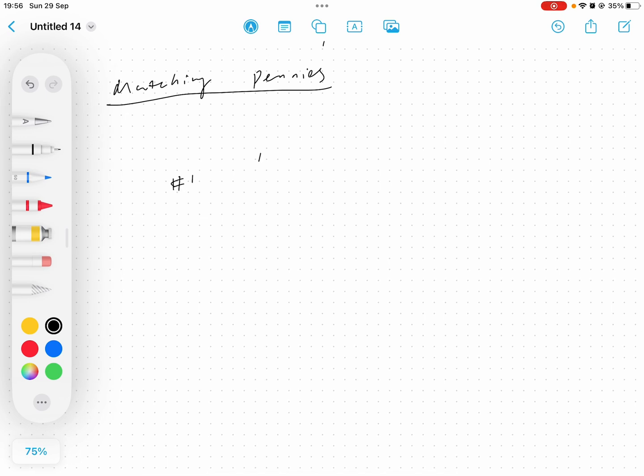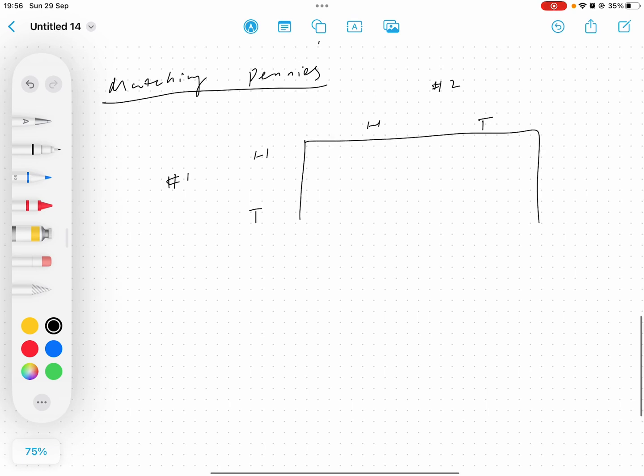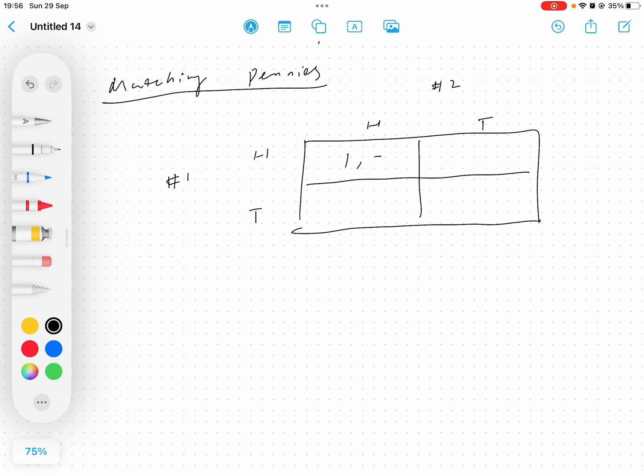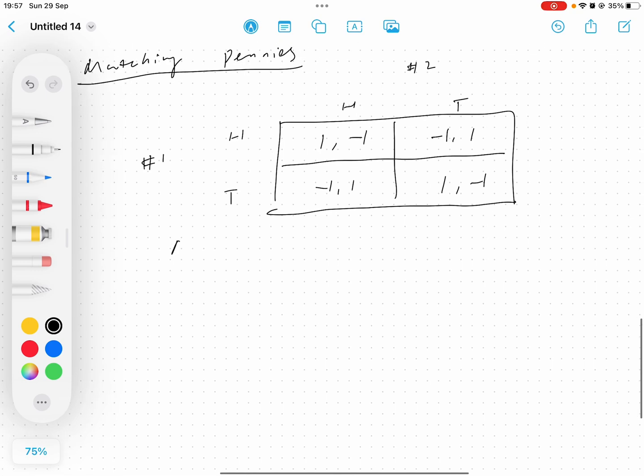So player 1 could play H or T, so head or tail, and the same for player 2. And their payoffs: for each, here it is 1, minus 1, here is minus 1, 1, minus 1, 1, here is 1, minus 1, right? Okay, so remember that there was no pure strategy Nash equilibrium, right? So now we are going to find a mixed strategy Nash equilibrium if there is any.